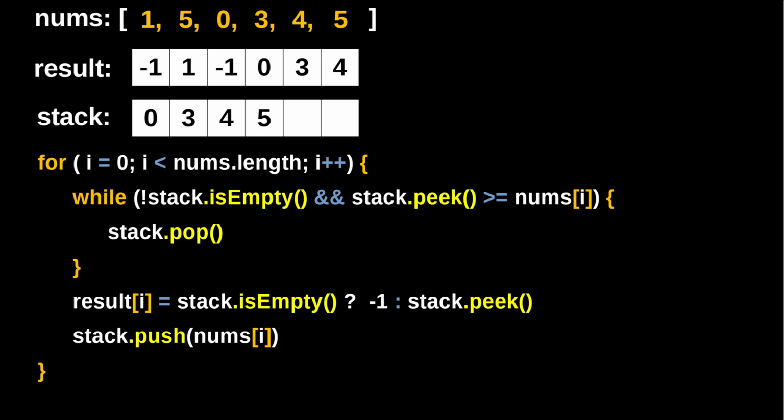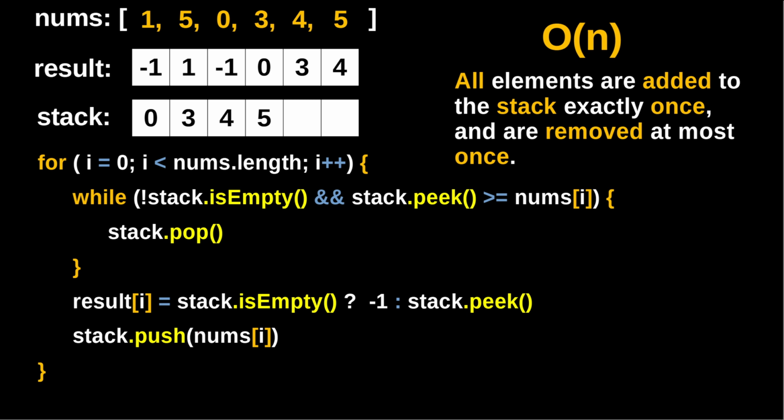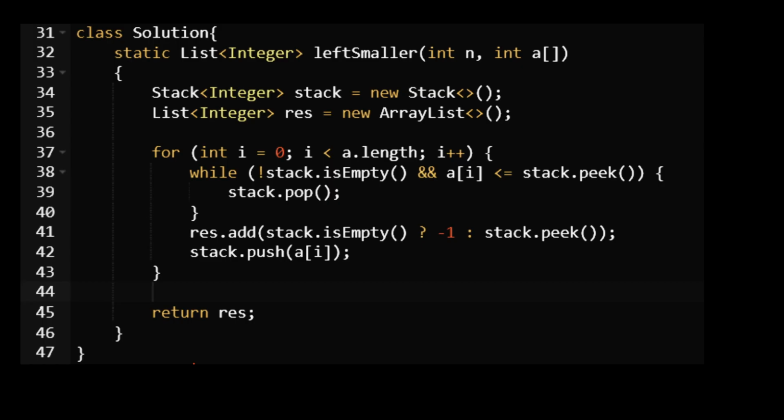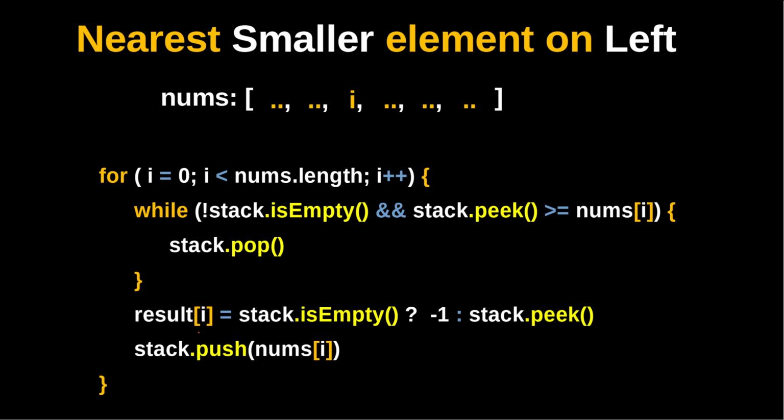Okay, let's talk about the runtime of this code. Notice that all the elements are added to the stack exactly once, and they are removed at most once. So this is an O of N operation. Okay, so we just convert the pseudocode to real code and submit the answer for the question. This Java code is provided in the GitHub links below. This is very similar to the pseudocode I showed earlier, and let's test if this works. And it looks good.